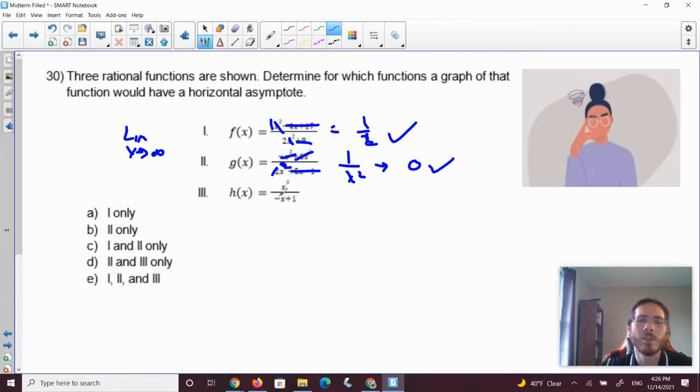If I try that trick out, though, over here with number 3, I'm going to end up with x squared over -1, which isn't going to head towards anything. As I put infinity in, this is going to spiral out towards infinity, which is not going to be a horizontal asymptote because it's going to keep going up and up and up and up. So our answer is going to be 1 and 2 only.